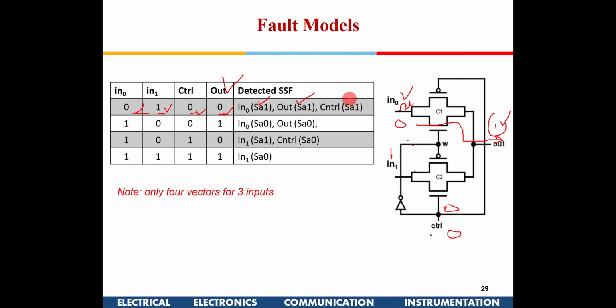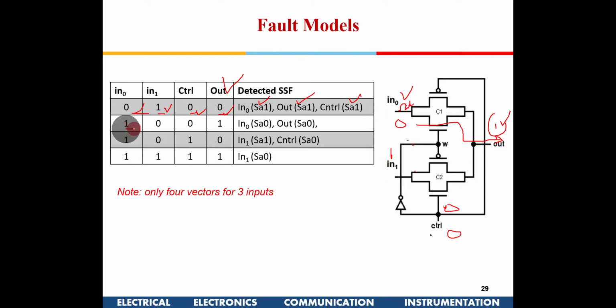Okay, this is also not stuck at 1 because I am giving 0 and this is being routed here. So by giving 0, 1, 0, I am ruling out 3 faults in one go. Is the top one okay, all of you? By giving this test vector, if I am getting a 0 here, then I am ruling out 3 faults, I have already covered.